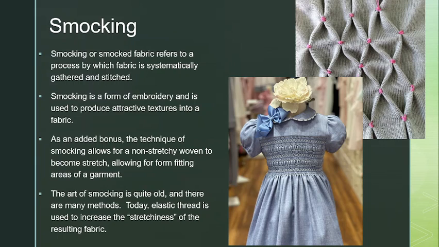This is a common technique used to make summer dresses. The top area of the dress will be smocked with a beautiful pattern that will cling tightly around a person wearing it. The extra fullness is then released into the bottom of the dress, creating a full flared skirt. The art of smocking is quite old, and there are many methods. Today, elastic thread is commonly used to increase the stretchiness factor of the resulting smocked fabric.